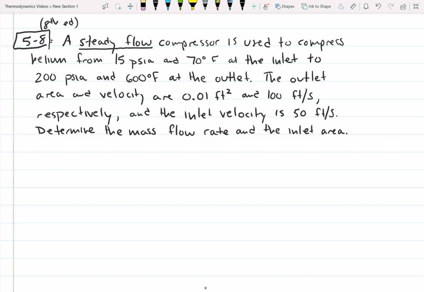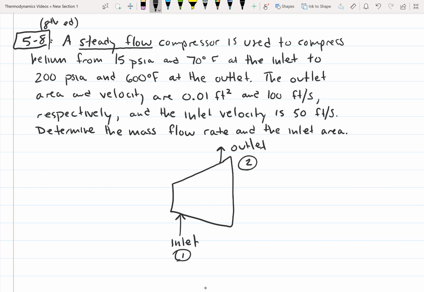So basically, we just have a compressor. This problem is pretty straightforward. We just have a compressor, fluid flowing in and flowing out, and it's being compressed. So let's draw a diagram. This is our compressor. This is our inlet, I'm just going to call it 1. And this is our outlet, so this is just 2.